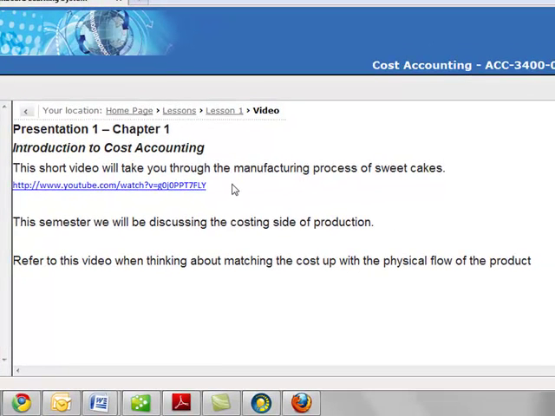I comment back on it throughout the chapter, but the idea is that we will be using this idea of a manufacturing process and discussing the cost side of the production all through the semester. Not exactly the sweet cakes that you'll see there, but I want you to get a feeling for what is going on with production. It's a short little video on how sweet cakes are made, and it goes through a lot of the manufacturing process.